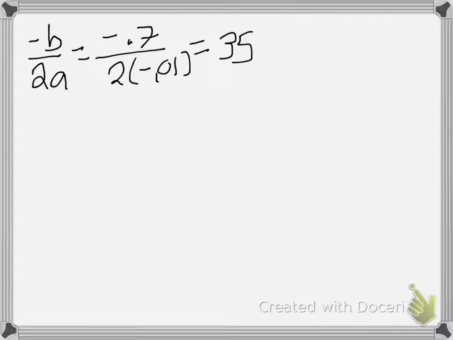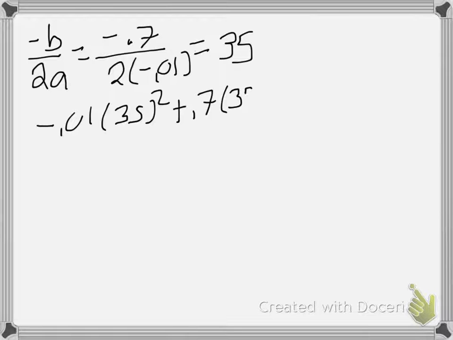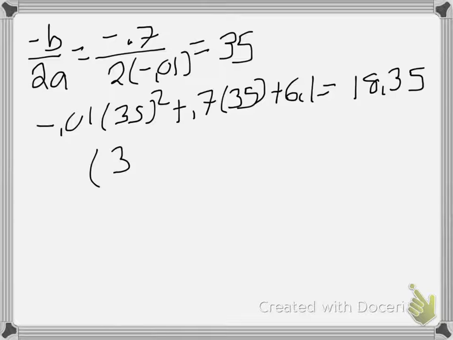To get the y value, you plug the 35 back in, so you would have negative 0.01 times 35 squared plus 0.7 times 35 plus 6.1, which gives you a y value of 18.35. So the vertex of this parabola is 35, 18.35.